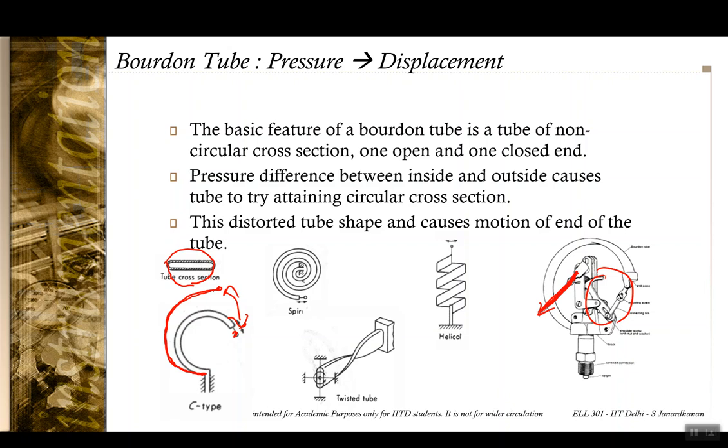Based on the application, you can have a Bourdon tube of a C shape, or a spiral shaped Bourdon tube, which also has a torsional effect. You can have a helical Bourdon tube. So based on the particular effect, you can use different types of Bourdon tube depending upon the application.